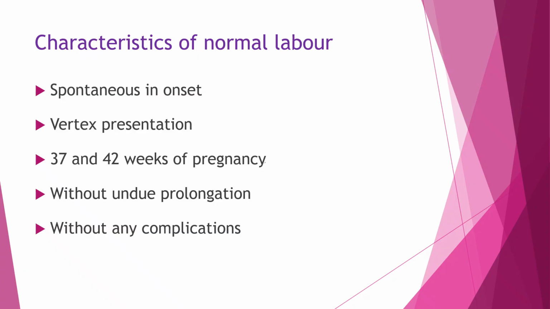Now let us look at the characteristics of normal labor. First, labor should begin spontaneously on its own, without any medical induction. Second, the baby should be in a vertex presentation, meaning the head is the part that comes down first. Third, it usually happens between 37 and 42 weeks of pregnancy, which is considered the full-term period. Fourth, the labor should progress smoothly without taking too long. And finally, it should happen without any complications for the mother or the baby.